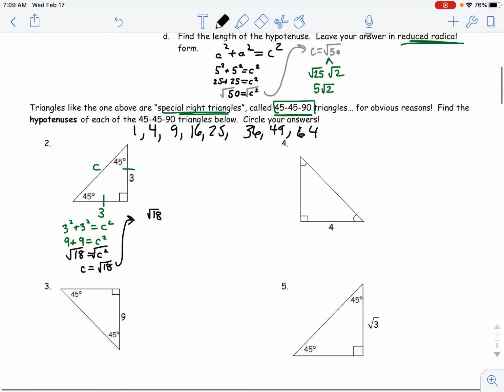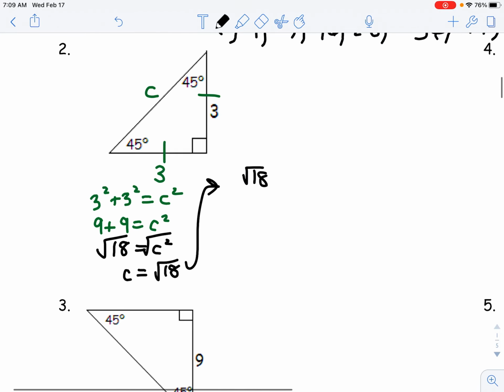I'm going to stop at 64. I don't think we'll need any. No, actually, I'll keep going. 81. I'll do the first 10. All right. What's the largest square factor that goes into 18? That'd be 9. So this is going to break up into the square root of 9, square root of 2, which then simplifies to 3 radical 2.